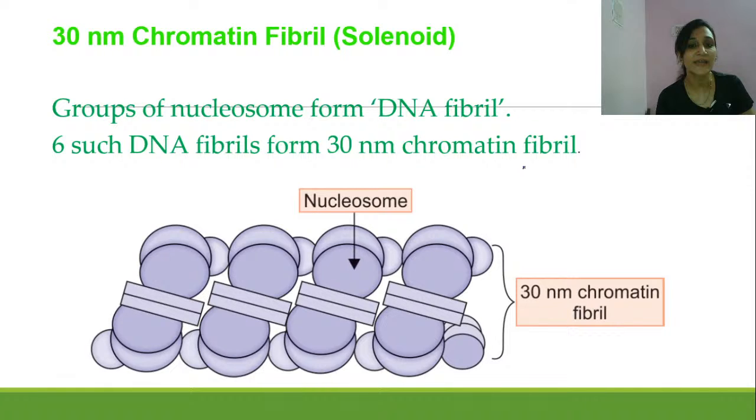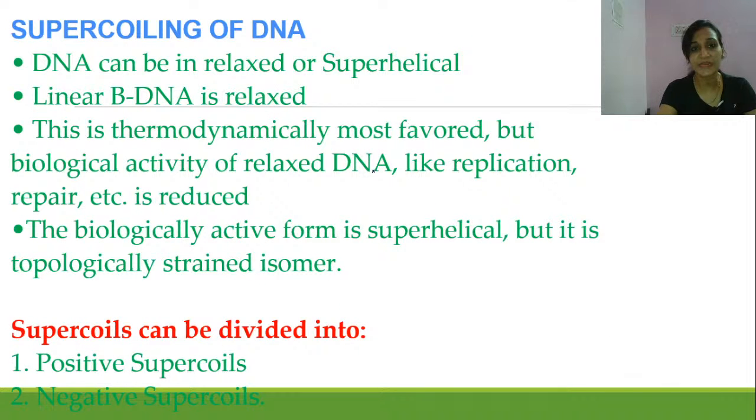Now, supercoiling of DNA. DNA can be present in a relaxed or superhelical structure. The B-DNA is usually relaxed. We have seen at the very starting that it is the flexible one. Why flexible? Because it cannot be rigid. It needs to perform replication and transcription. So it is flexible, and the B form is thermodynamically mostly favored.